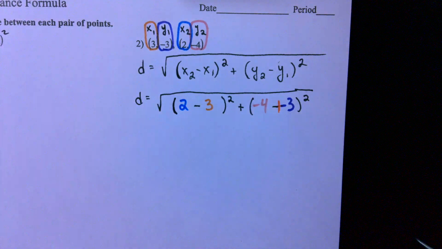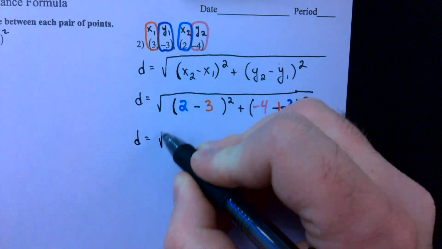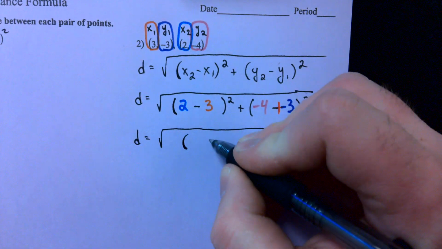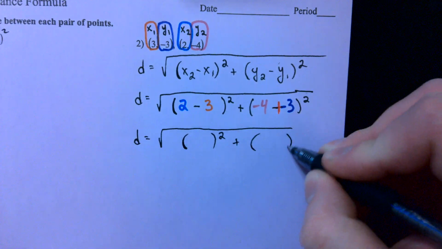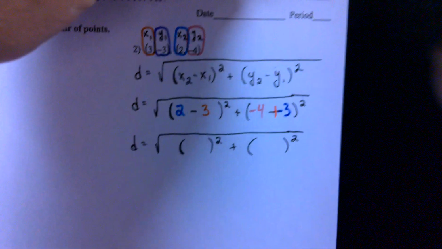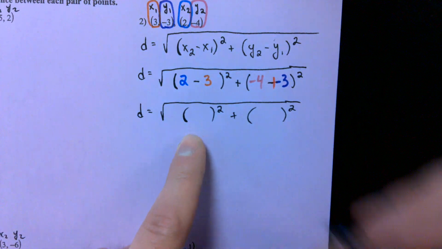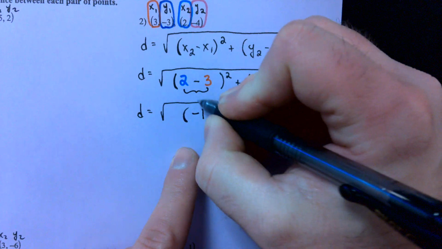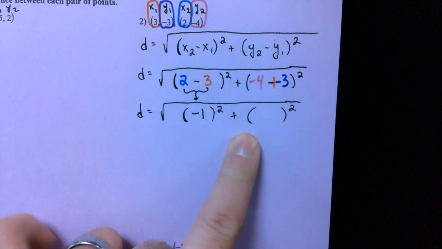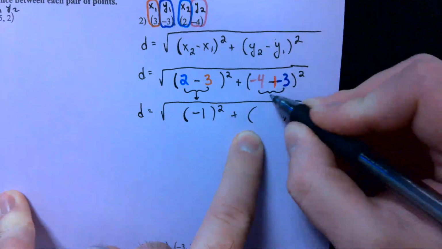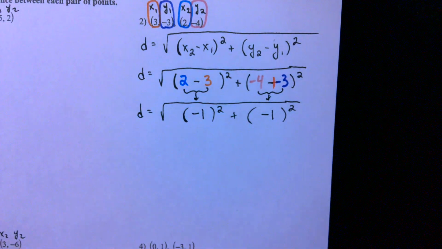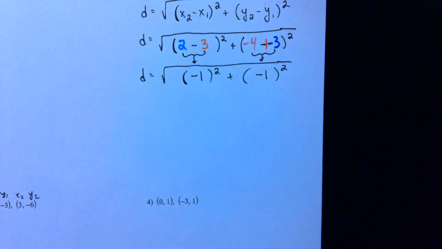Okay. Now we're going to go through and solve following PEMDAS step by step. I still have my square root. I still have my quantities being squared. But now I'm going to solve inside the parentheses first. What is 2 minus 3? Negative 1. And what is negative 4 plus 3? Negative 1. Zach, can you please? Thank you. Everybody with that? I'm going to try and go as slow as I can.